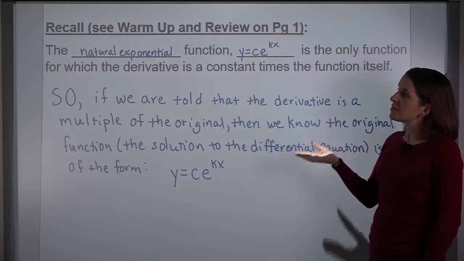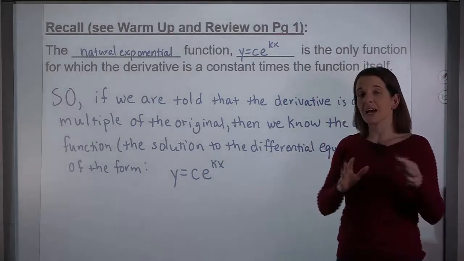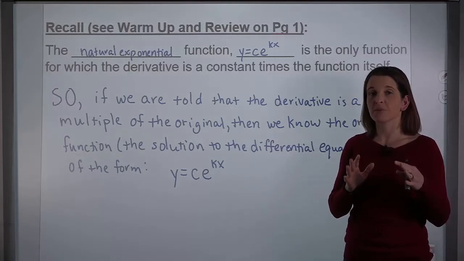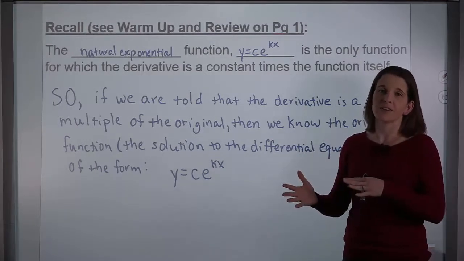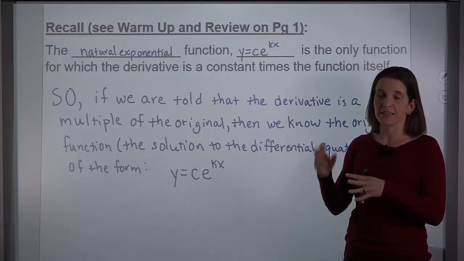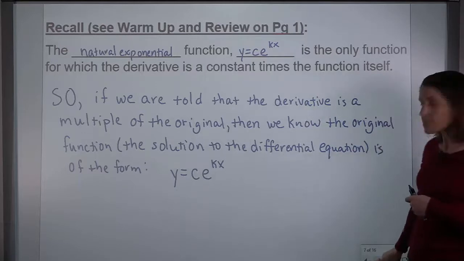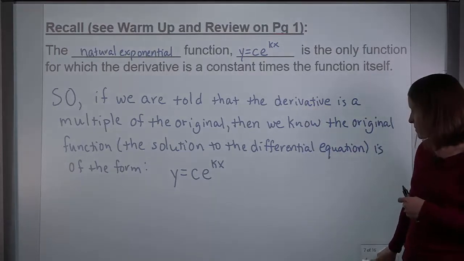So what's going to happen for most of these problems from here on out is they're going to tell you that the derivative is a constant multiple of the original, and you automatically know what the answer looks like. It looks like y equals some constant e to the kx. And where does that k live? We're about to find out.